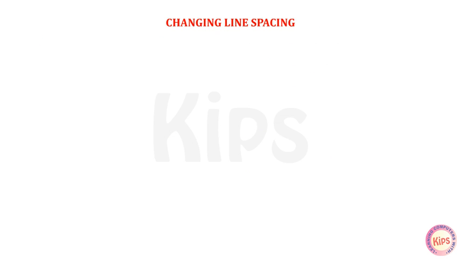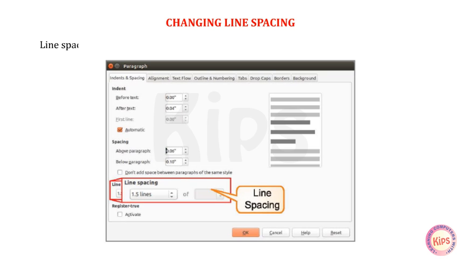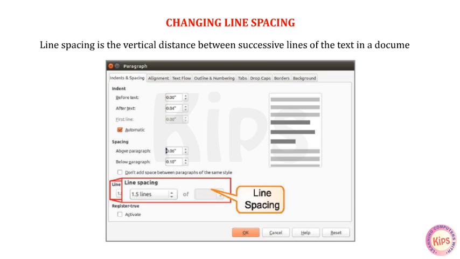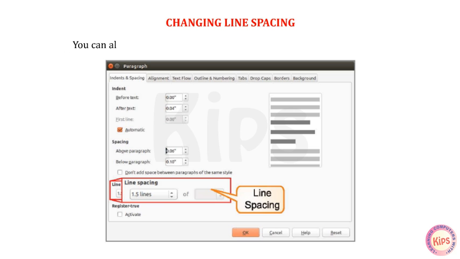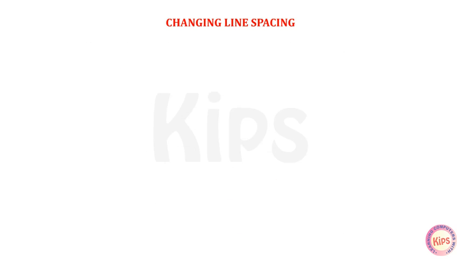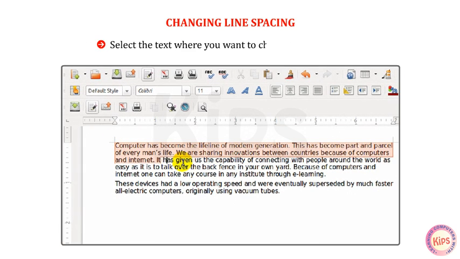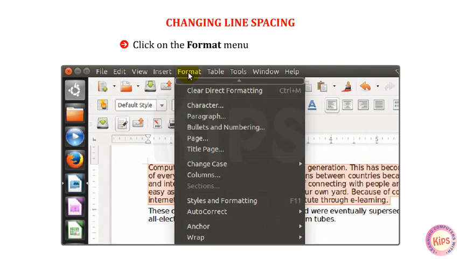Let us learn how to change line spacing. Line spacing is the vertical distance between successive lines of the text in a document. You can also increase or decrease the line spacing between a paragraph. Select the text where you want to change the line spacing. Click on the Format menu, then go to Paragraph option.